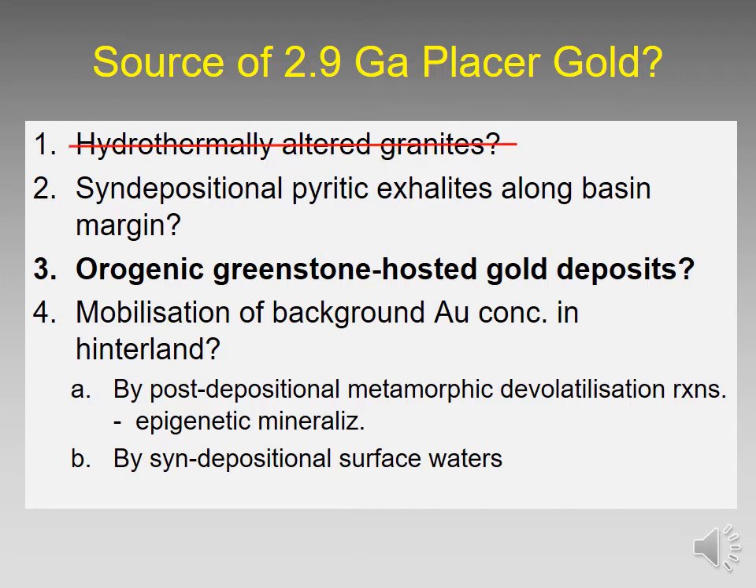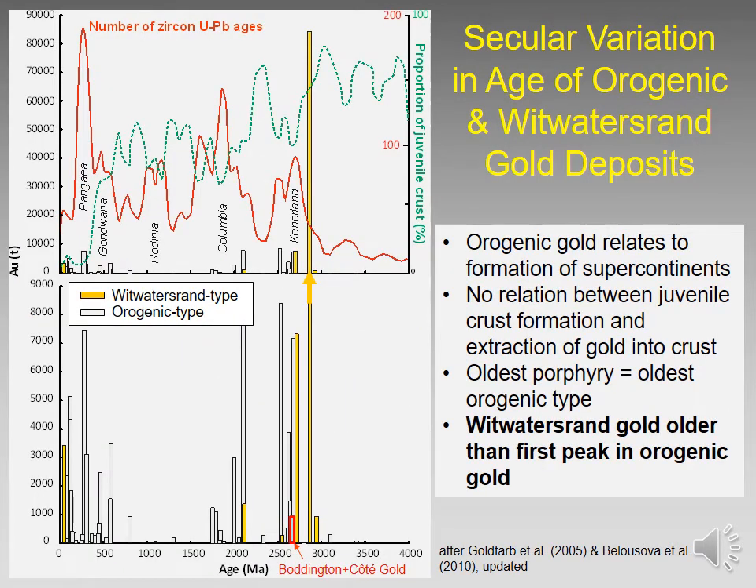So, hydrothermally altered granites are out of the question. Syndepositional pyritic exhalites are also not an option. So let's talk about the orogenic. And for this discussion, again, it's useful to have a look at the temporal distribution of the gold deposits, especially when it comes to orogenic type gold deposits in comparison with conglomerate hosted, or what we call here the Witwatersrand type gold deposits. The upper and the lower diagrams here are essentially the same, they only differ in the scale.